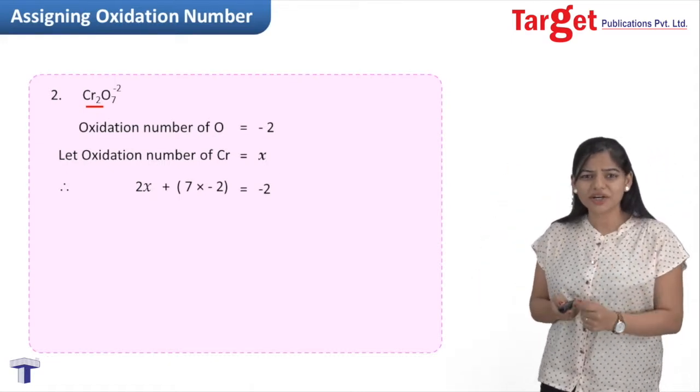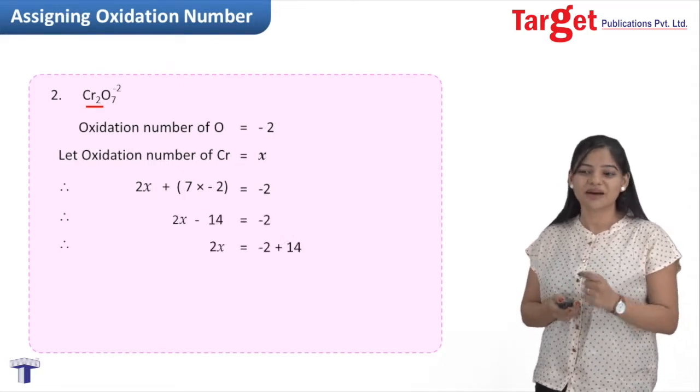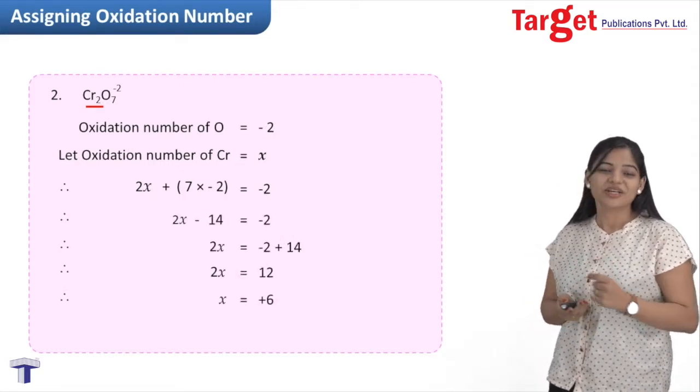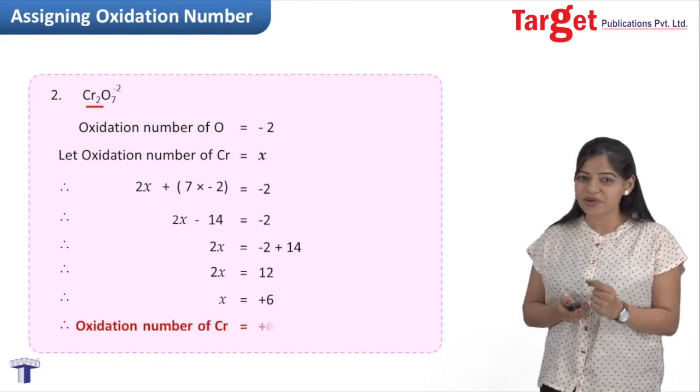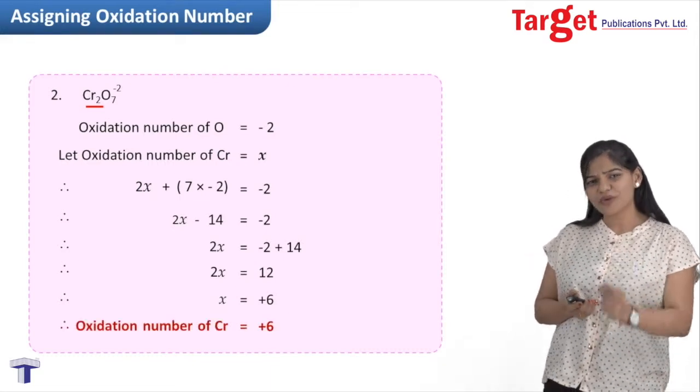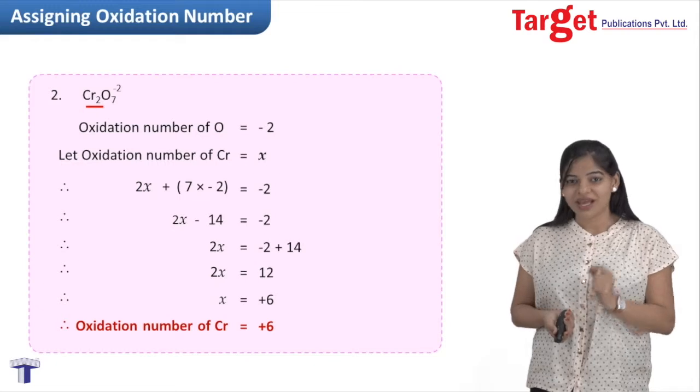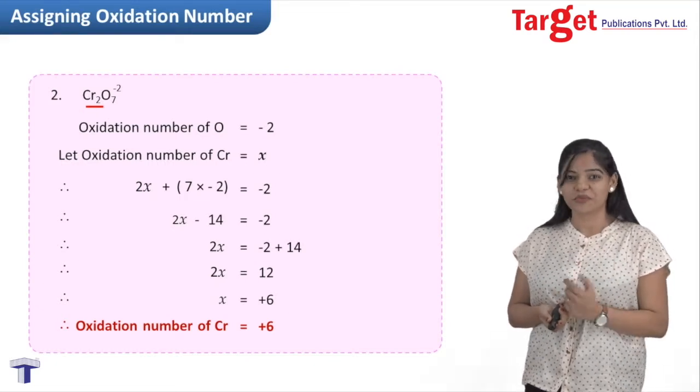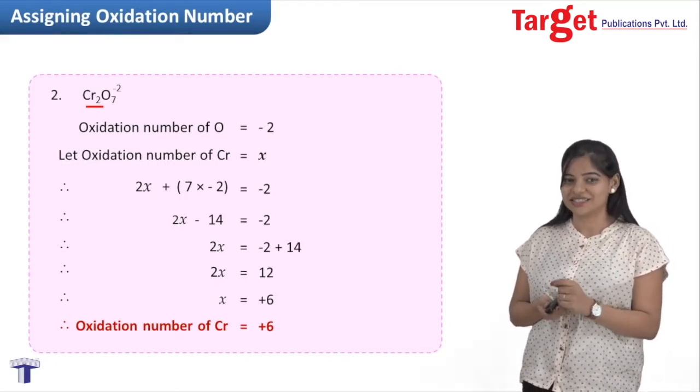Right. So if we calculate here, the value of X comes out to be nothing but 6. So here the oxidation number of chromium is +6. That is, chromium has lost 6 electrons. And the maximum capacity of chromium in losing electrons is 6.